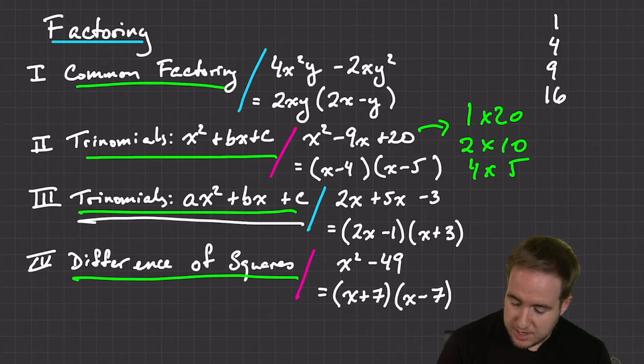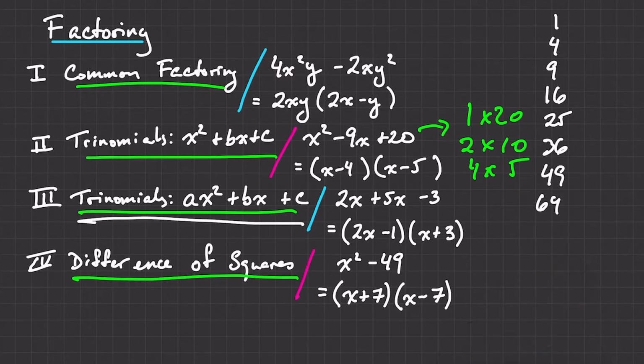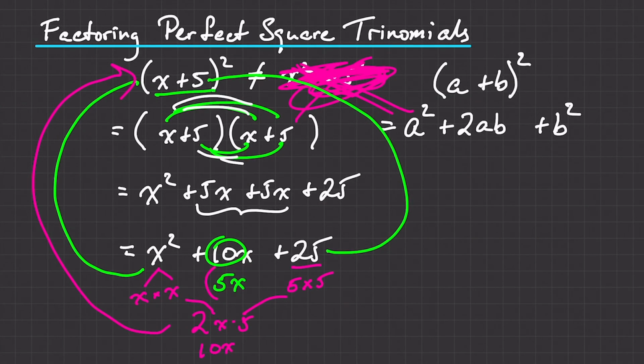4 times 4 is 16, 5 times 5 is 25, 6 times 6 is 36, 7 times 7 is 49, 8 times 8 is 64, 9 times 9 is 81, 10 times 10 is 100, 11 times 11 is 121, 12 times 12 is 144, 13 times 13 is 169, 14 times 14 is 196, and however long you can keep that going. If you know what those numbers are and you recognize them, you will be able to use this trick.